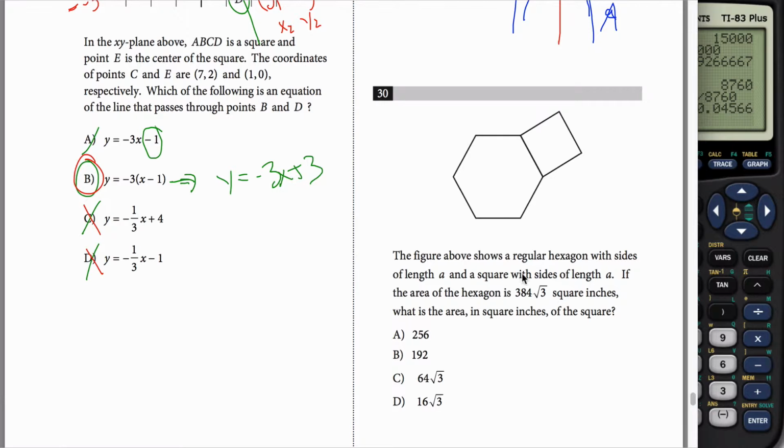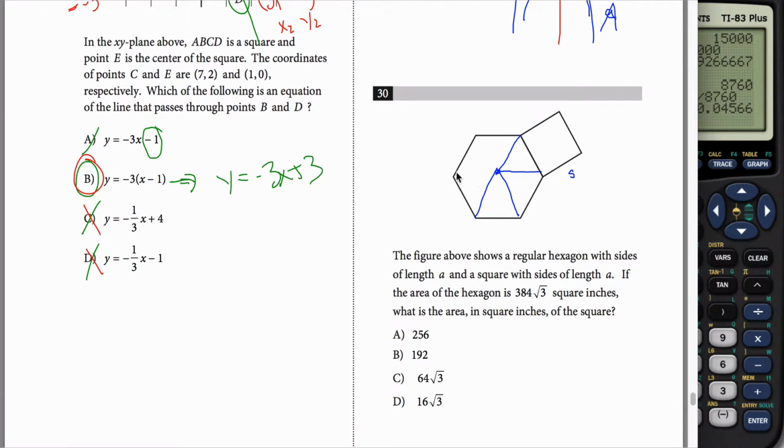To figure out the area of the square, you need to know the side length of the square. To figure out the side length of the square, well, note that the side length of the square is the same as the side length of our hexagon. So if I could figure out the side length of the hexagon, I'd be good. There's probably a formula relating the area of a hexagon and the side length of a hexagon, but I don't know it, so you probably don't know it either. So what I'm going to do instead is figure that out.